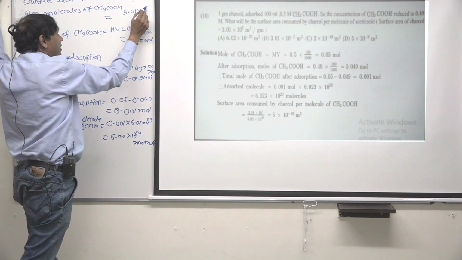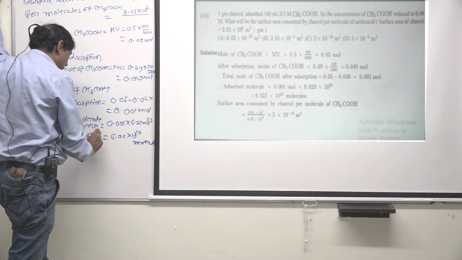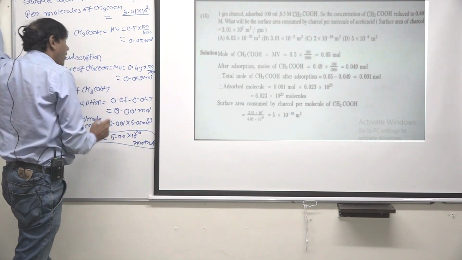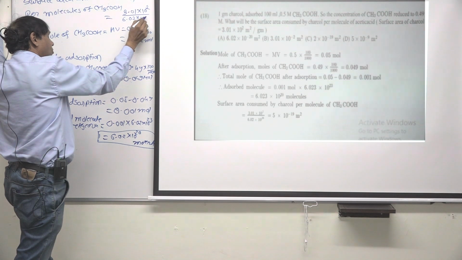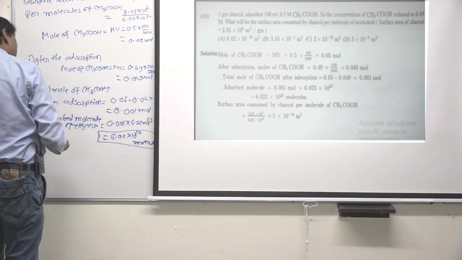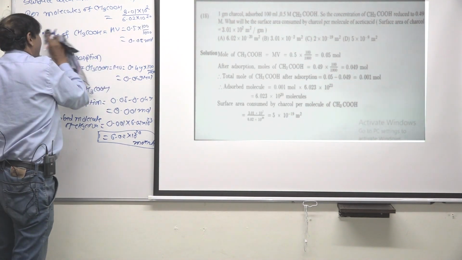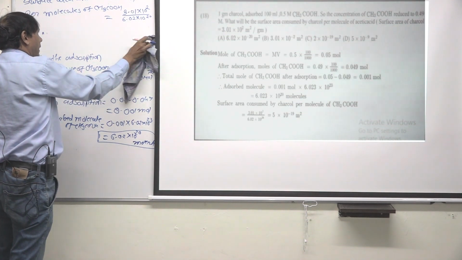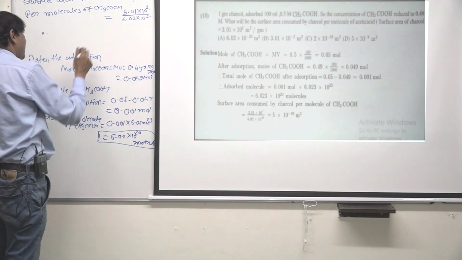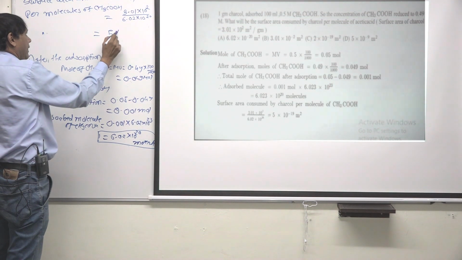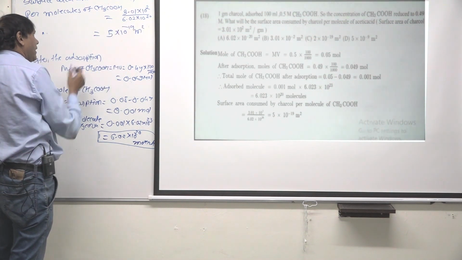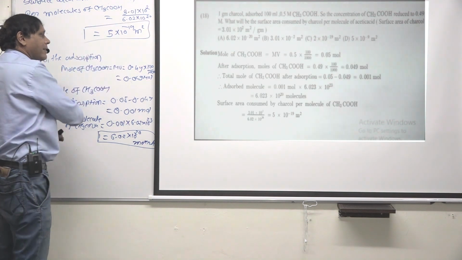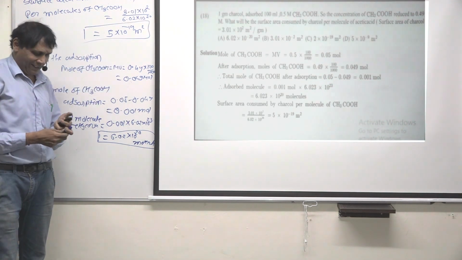3.01 into 10⁻²². Now whatever answer we obtained here, just put it over 6.02 into 10²⁰. It's very easy. And after simplifying, it gives 5 into 10⁻¹⁹ meter square. That's the answer. So this is the answer of the numerical.